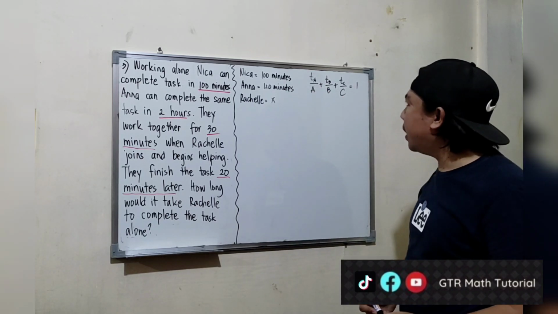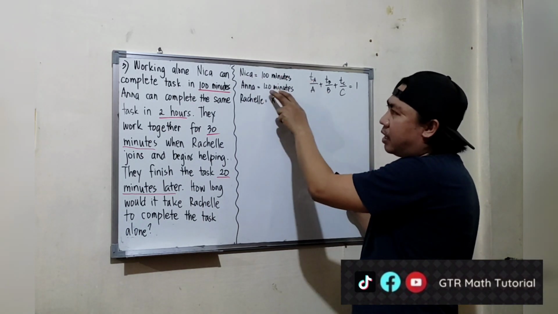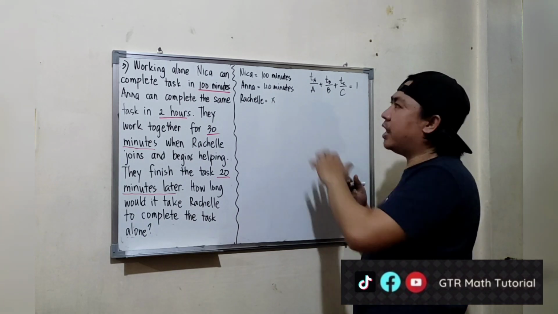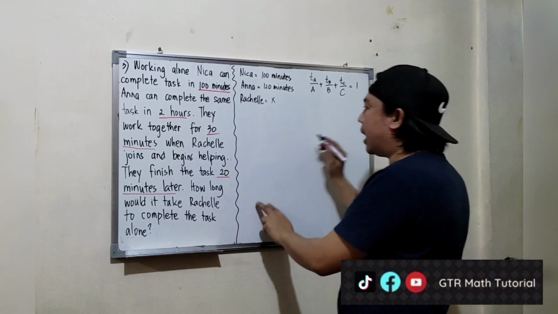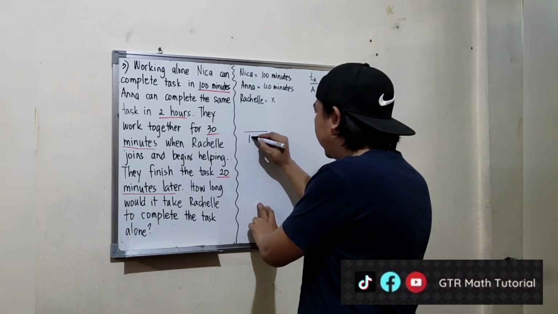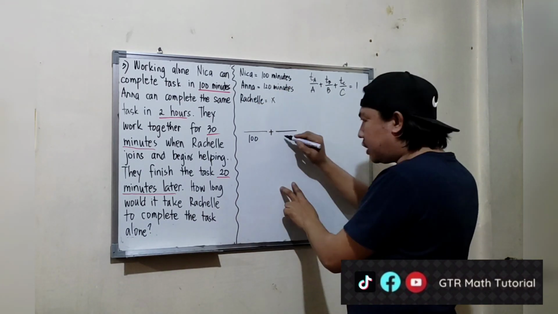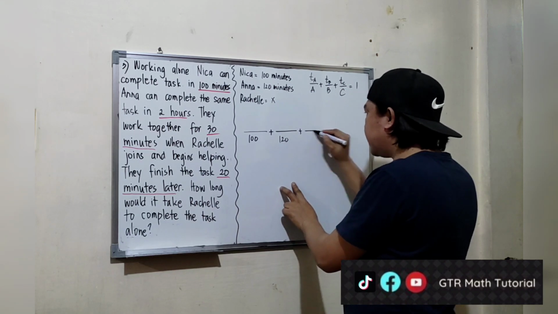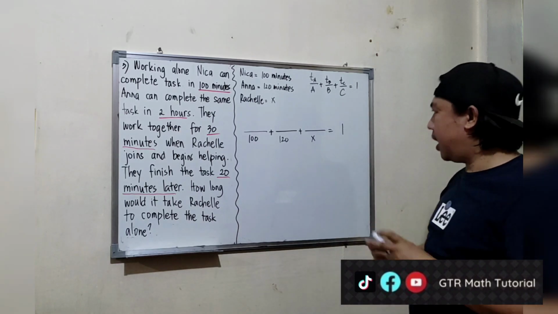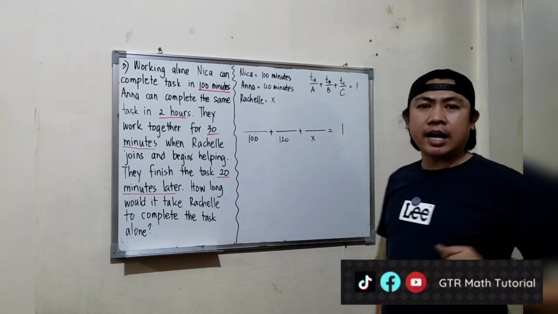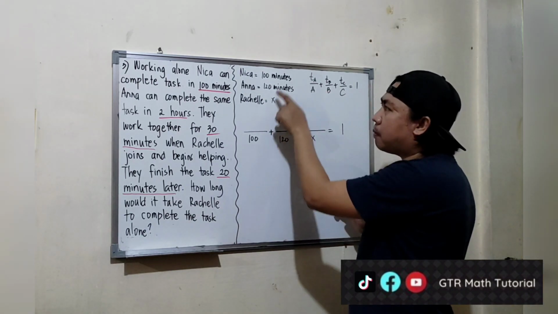Okay, so kuhanin natin yung equation natin. Ilan ang time ni Nica, time ni Ana, at yung time ni Rachel na in-spend para matapos yung work. So, ang A natin, that is for Nica, so 100 minutes. So, over 100 plus si Ana ay 120 minutes. So, over 120 plus si Rachel ay X. So, X equals 1. So, yan ang ating denominator ng ating rational function. So, kuhanin natin yung time spent by Nica.